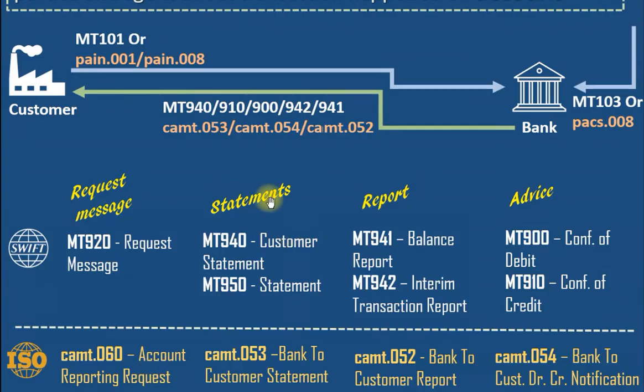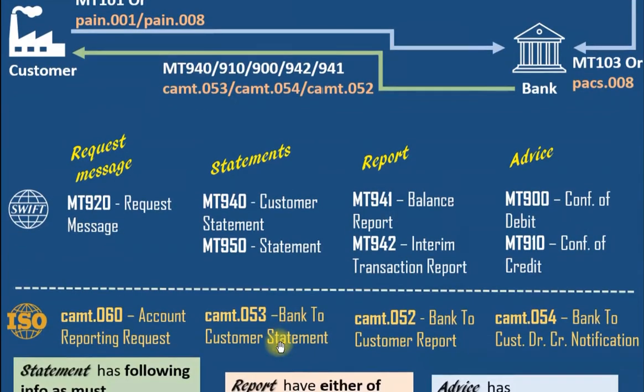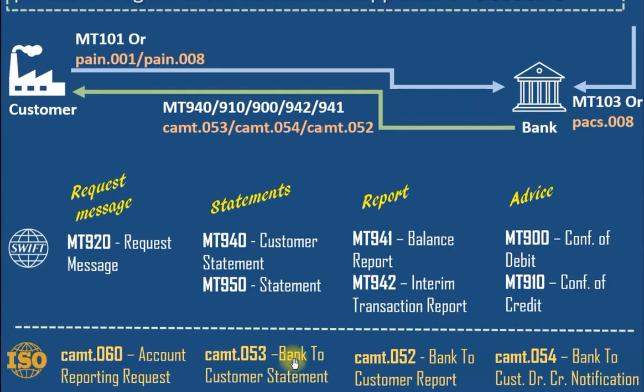Statements are examples of MT 940 and 950. 940 is typically the customer statement, 950 is normally the statement given by a bank. In the MX world, we have CAMT.053, which is the bank to customer statement. Then reports: 941 and 942. 941 is normally the balance reporting message, 942 is more about providing the interim transactions. Then there are advices, which are 900 for debit confirmation and 910 for credit confirmation. And in advices, we have CAMT.054, bank to customer debit or credit notification in XML.